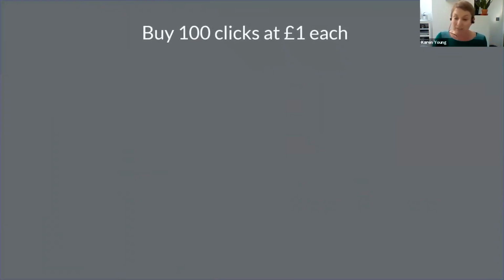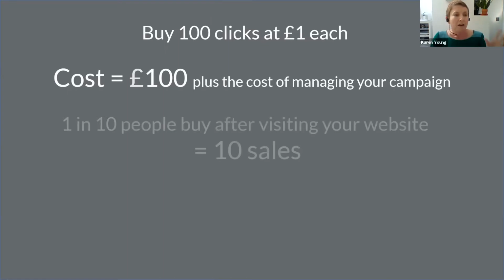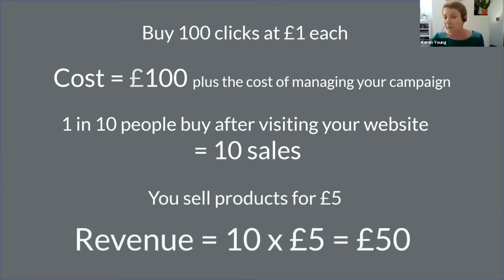And the maths actually is pretty simple at the high level. If you imagine that you're buying 100 clicks for £1 each, it's going to cost you £100, plus the cost of managing your campaign if you want to work with someone like us. Let's say 1 in 10 people buy after visiting your website. You're going to get 10 sales. Say you sell products for £5, you're only going to make 50 quid. Okay, that's a no-brainer that you should not be running that campaign. You've spent £100, you've made £50 back, at best, if you're running your own ads.